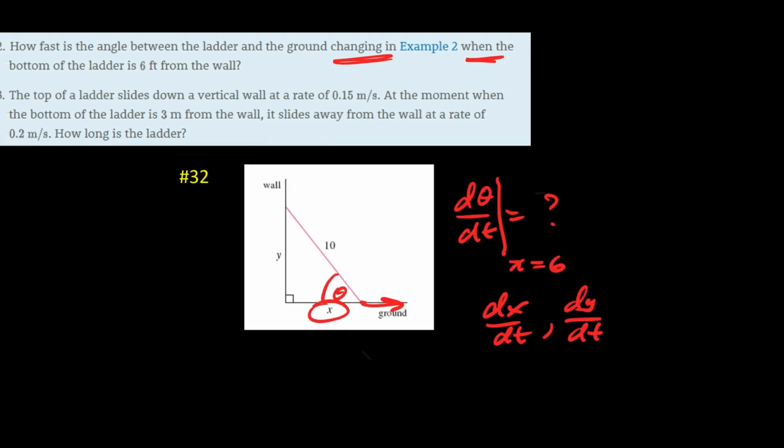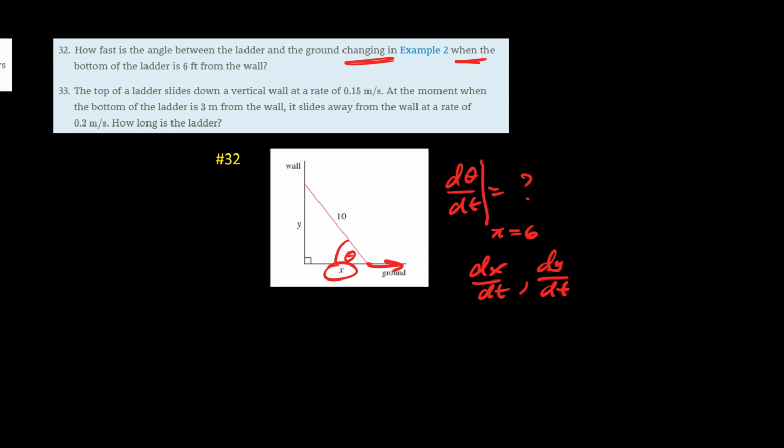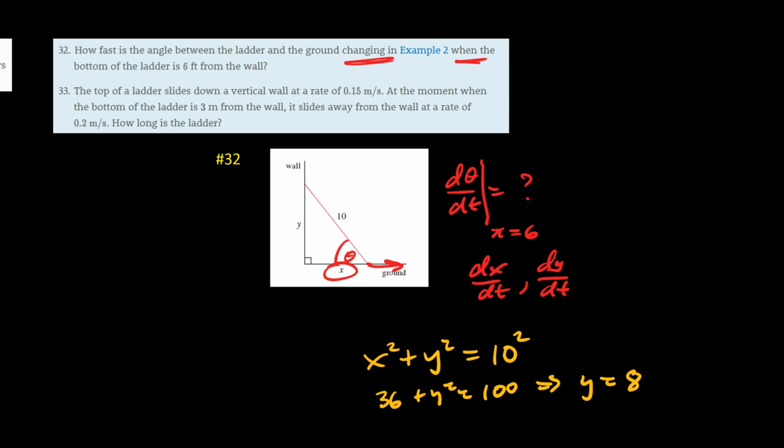So we have a similar situation as the previous problem, where we have x squared plus y squared equals 10 squared. All right, and then when the bottom of the ladder is 6 feet from the wall, that's 36 plus y squared equals 100. So this means that y squared is 100 minus 36, which is 64, so y has to be 8. So we got a 6, 8, 10 triangle going on here.